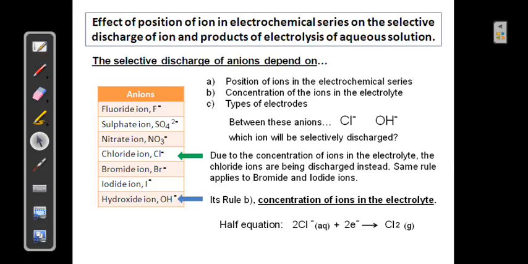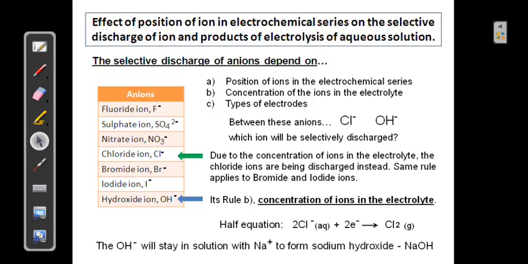But here is just to emphasize that the selective discharge of ions not only depends on the position of the ions in the electrochemical series, but it also involves the concentration of the ions in the electrolyte itself, right? And of course, the type of electrodes used. That will come later. We'll discuss that later. So the OH- will stay in the solution with the sodium ion to form sodium hydroxide, NaOH.